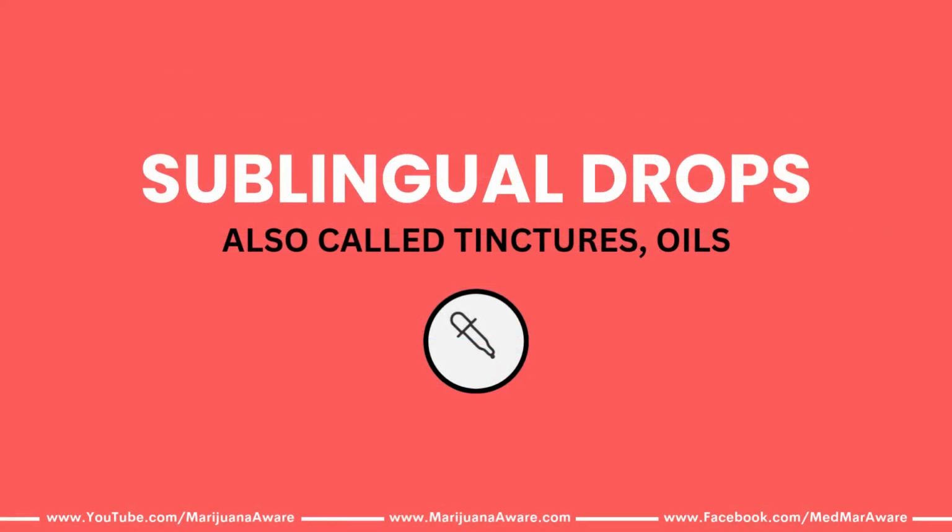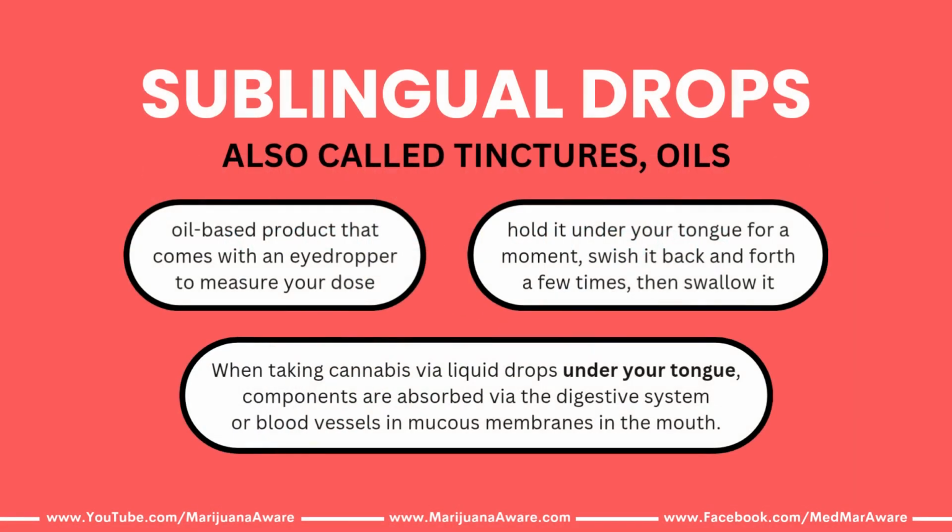Tinctures come in a bottle with an eyedropper to measure the dose. Tinctures coat the mucous membrane beneath your tongue, the inner walls of your cheeks, and along your gums. So how do you take it? Well, place the tincture liquid in the eyedropper and place that under your tongue and hold it for a moment. Swish it around your mouth, and it should absorb into your mouth within about 30 seconds. If not, swallow the remaining tincture.